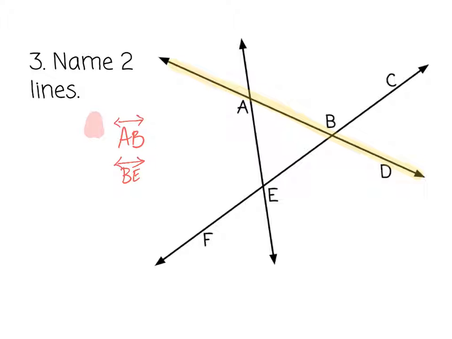Okay, the order of those letters doesn't matter either. So AB and actually BA indicate the same line. BE and EB would indicate the same line.